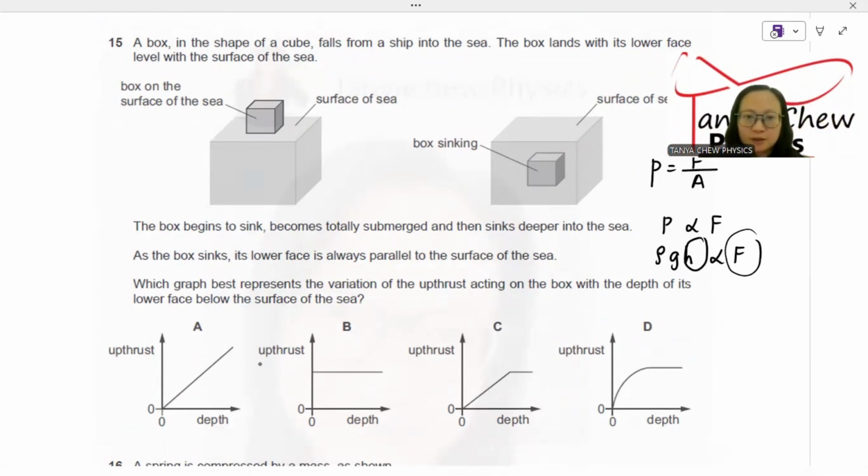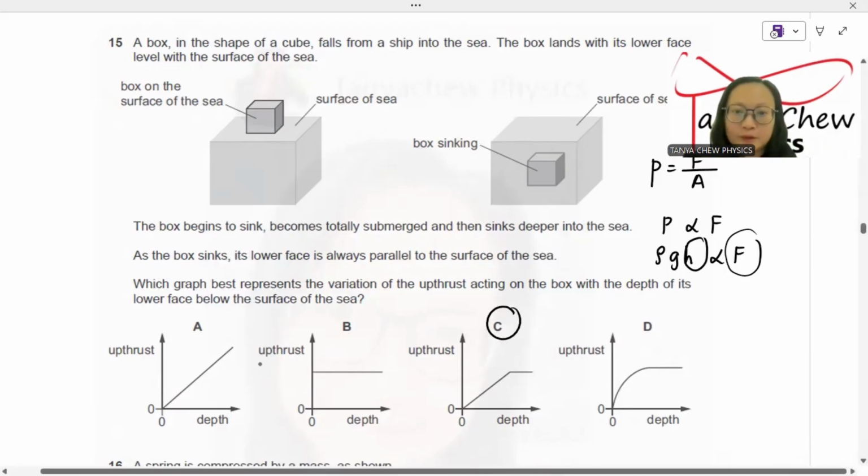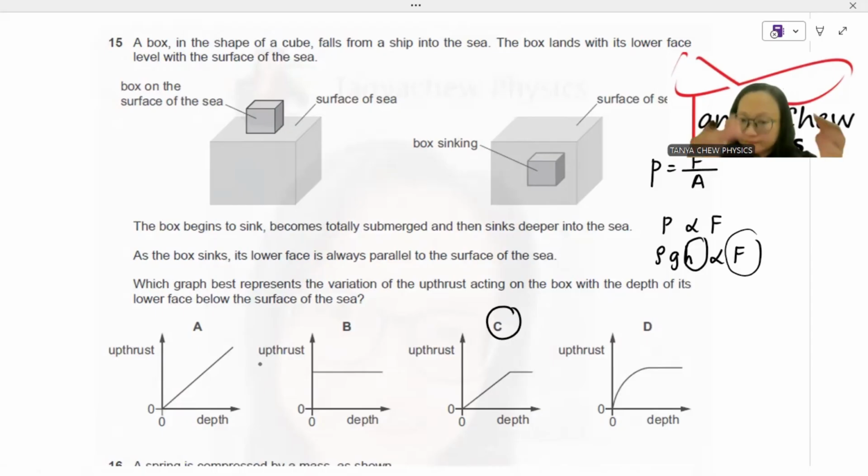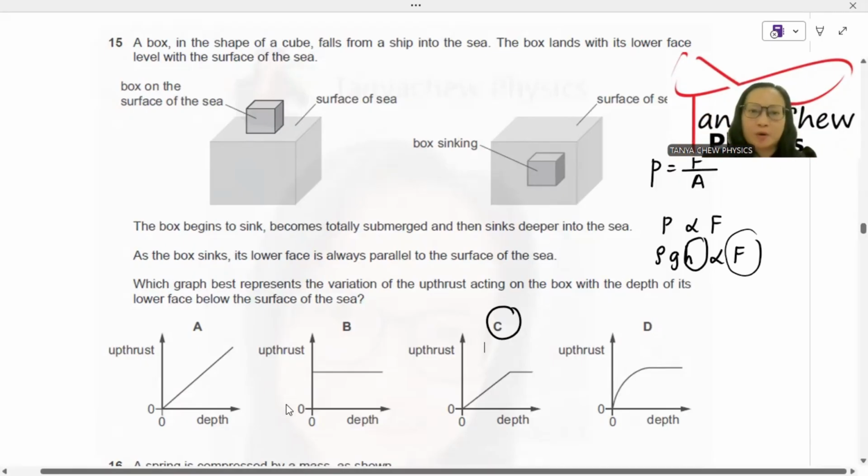Can you see? As the box sinks, the box is totally below the surface of the sea. And when the box stops sinking, the depth, the h, reaches a maximum value. So that is why the upthrust cannot increase anymore. Upthrust must be constant after a certain depth. So C is the answer. When it is totally sunk and not sinking anymore, that is the time where the upthrust is constant because the h does not increase anymore.